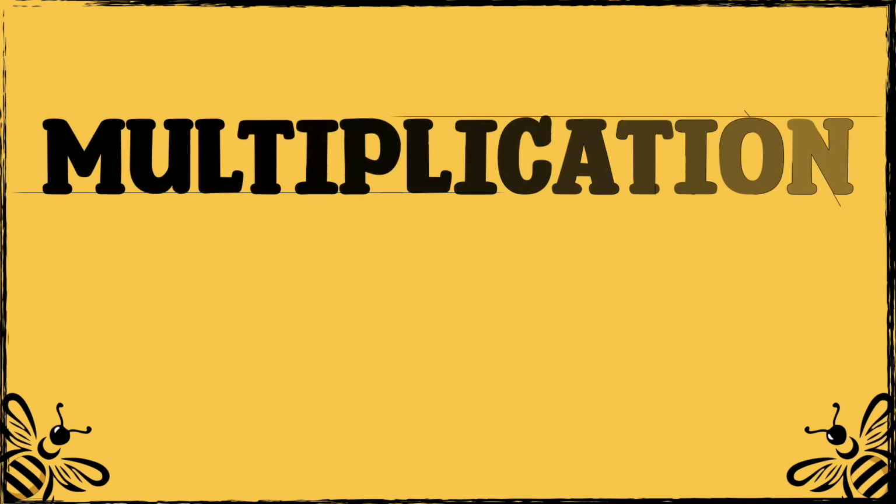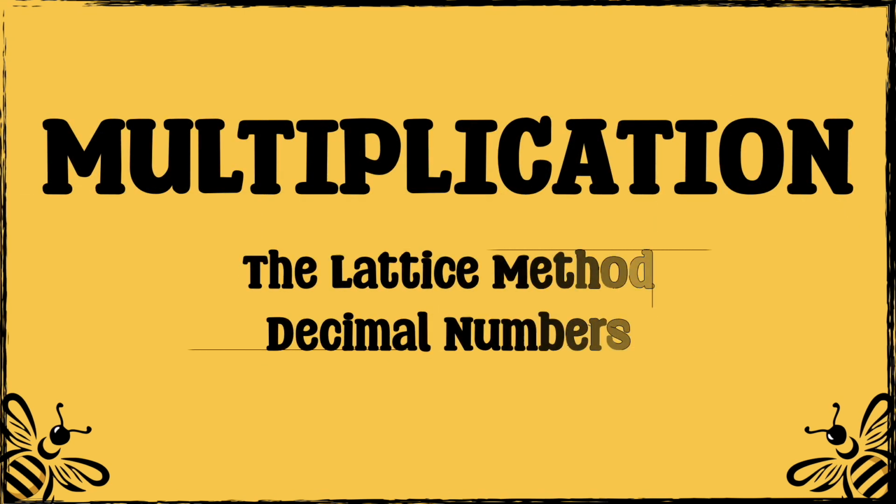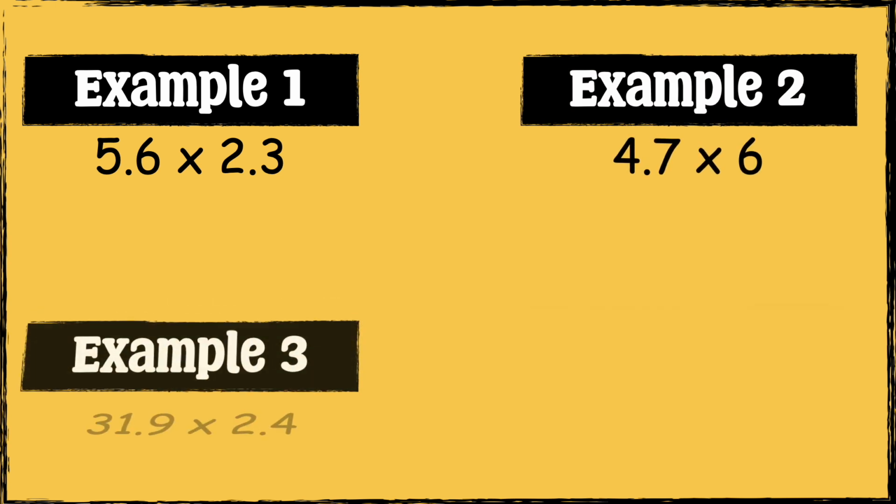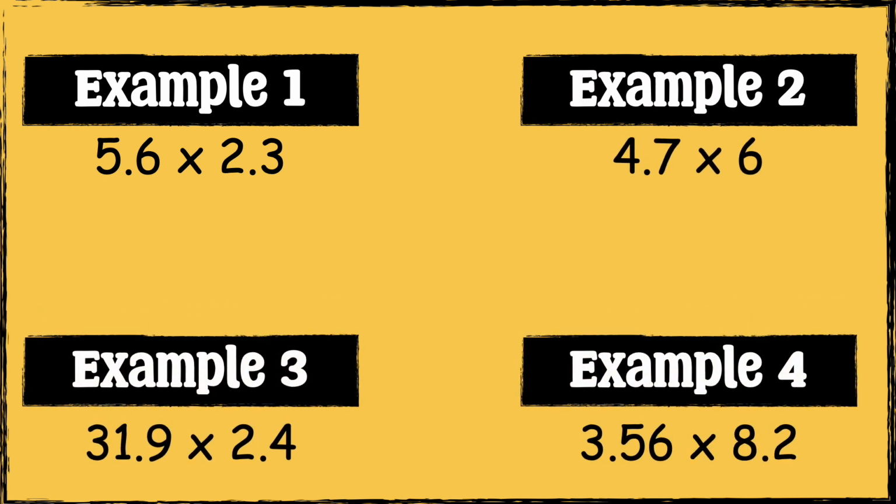In this video, we're going to be looking at how to multiply decimal numbers using the lattice method. I'm going to work through 4 different examples. Feel free to pause the video at any time if you'd like to try these yourself before we go over the answers.